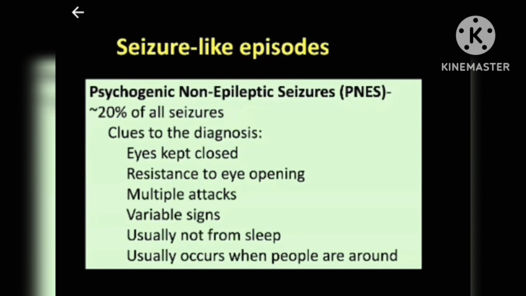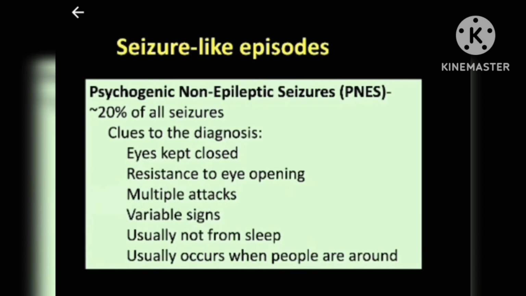When you have a generalized tonic-clonic seizure, you watch any patient who's having a generalized tonic-clonic seizure, the eyes are always open. The patient is unaware, their eyes roll up and they just look blank. In these non-epileptic seizures, they keep their eyes closed. They resist eye opening. And they always have multiple attacks. In epileptic seizures, one seizure will be the same as the next seizure. They are very stereotyped. But in non-epileptic, they can vary from one seizure to another.